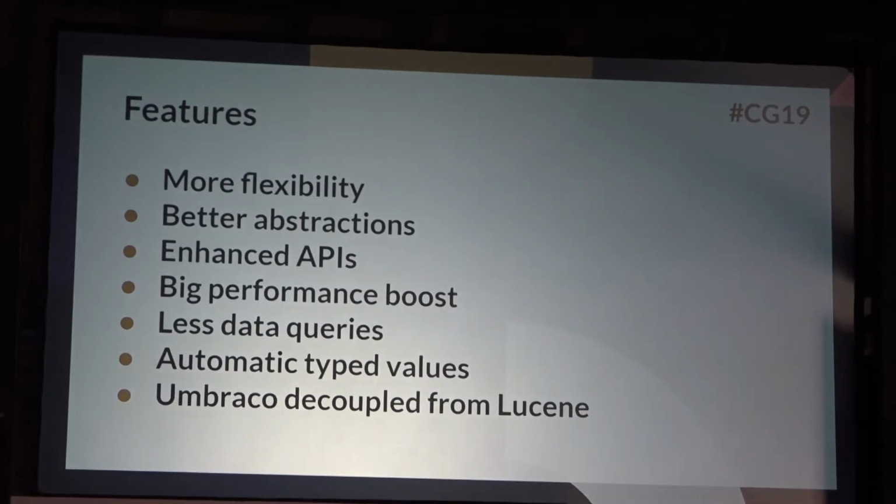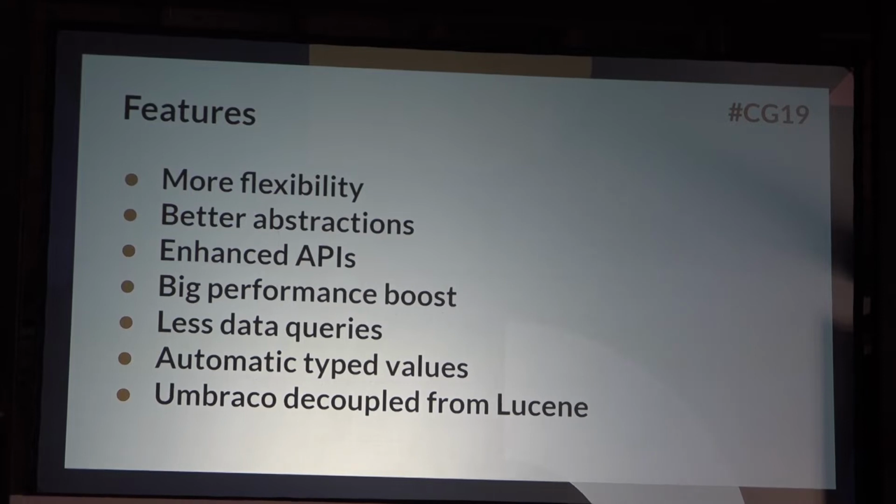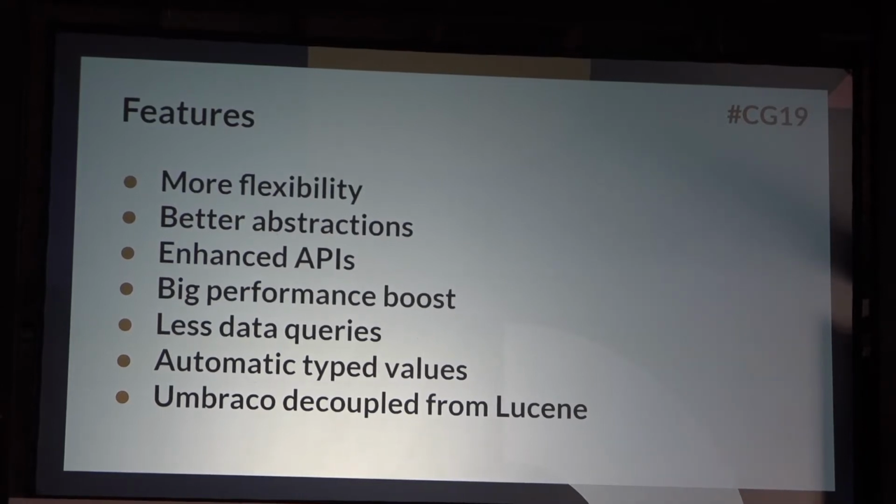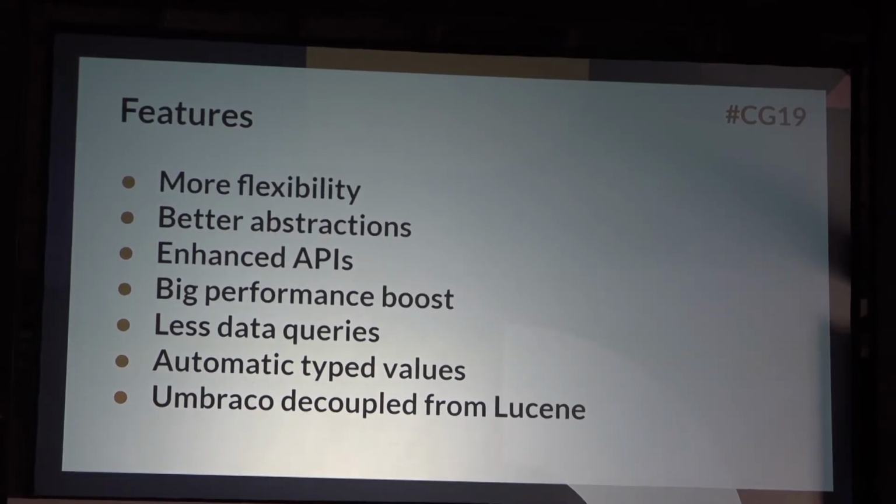And you can configure each of these fields with a different analyzer if you chose to. So the features: we've got more flexibility, better abstractions, enhanced APIs, a big performance boost, less data queries, automatically typed values. So if you send in a date, it's just going to store it as a date should be stored. And Umbraco is totally decoupled from Lucene.